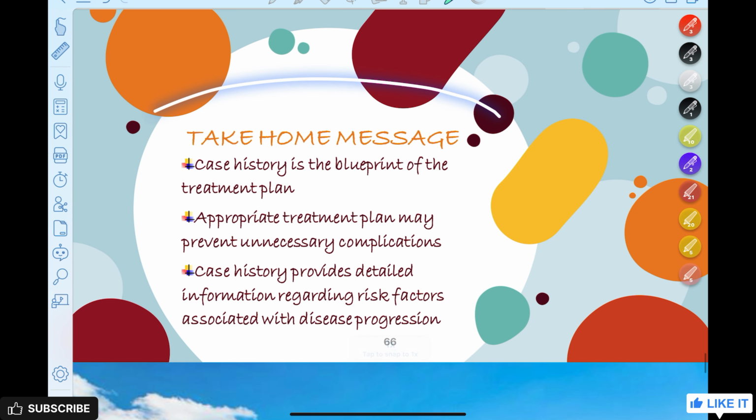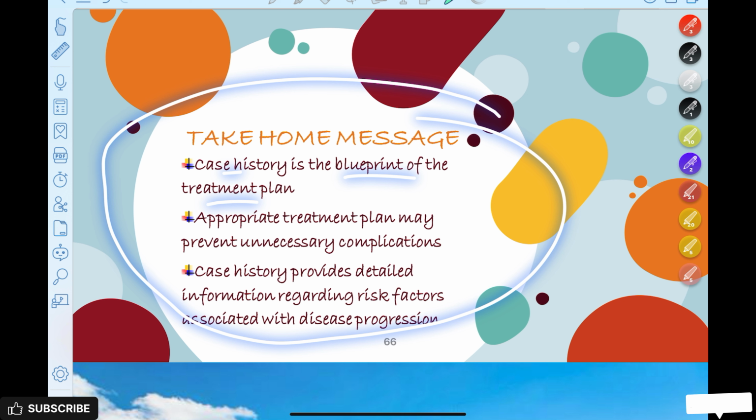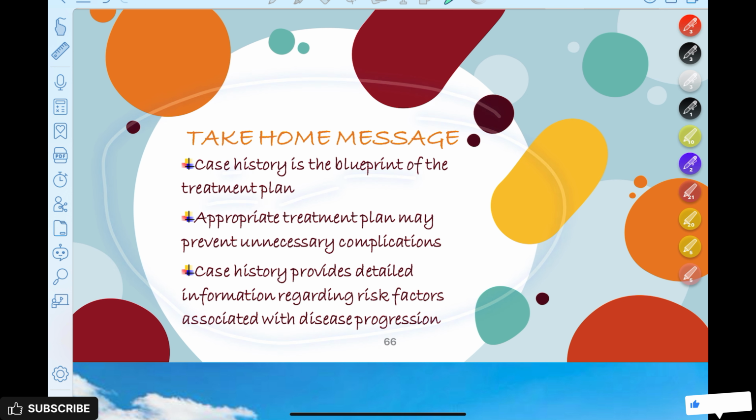So the last thing we have to remember is the take home message. Case history is the blueprint of the treatment plan. Appropriate treatment plan may prevent unnecessary complication. Case history provides detailed information regarding risk factors associated with disease progression. Thank you so much. So this was all about the case history in periodontology.